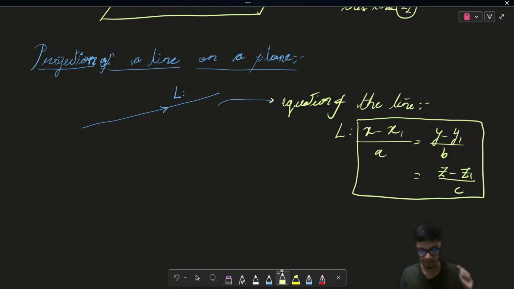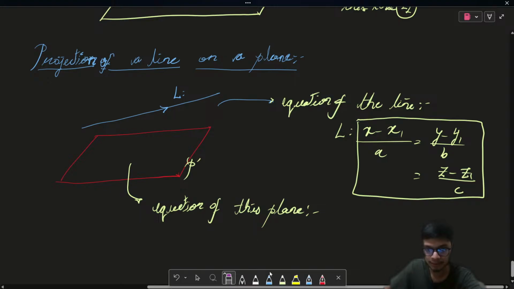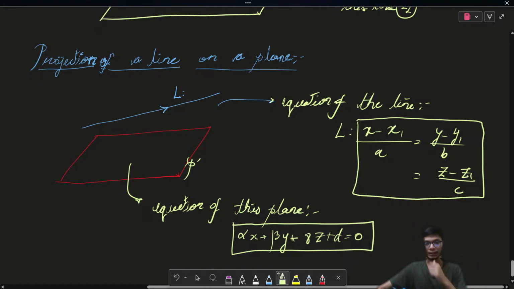Along with the equation of the line, they will also give you the equation of the plane. Let us call this plane P, and the equation of this plane will be given as alpha x plus beta y plus gamma z plus d equals 0. So I have both the equation of the line and the equation of the plane.